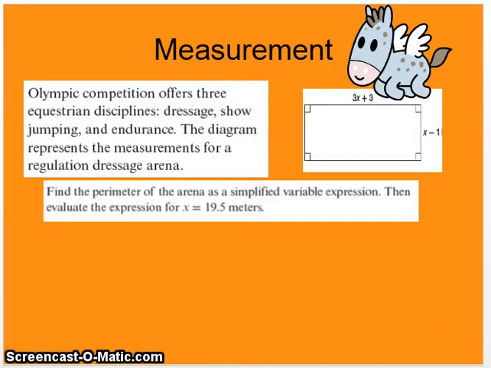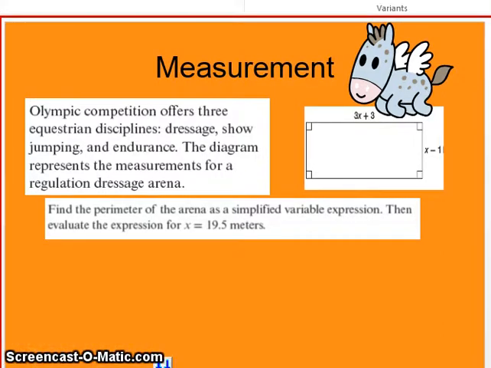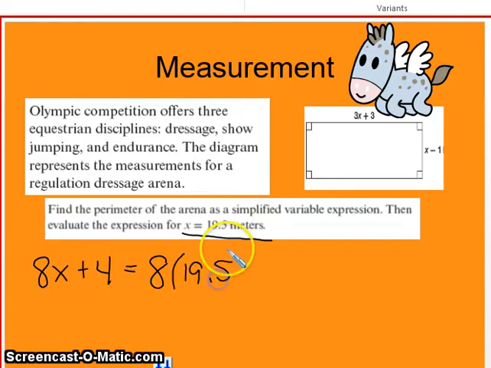The next part says, evaluate the expression for x equals 19.5 meters. Now, my variable expression that I had was 8x plus 4. And this says x equals 19.5 meters. So everywhere I see an x in this problem, I'm going to plug in 19.5. So I have an 8, and then there's my x, so I'm going to substitute 19.5 in there, plus 4.